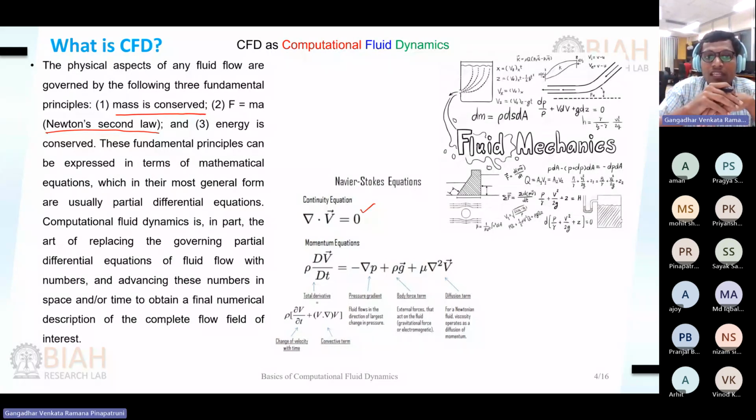Okay. And the second is conservation of energy. You are very well aware of conservation of energy. Energy is always conserved. It may transform from one form to another based upon the process that you are following. And the third one is conservation of momentum.